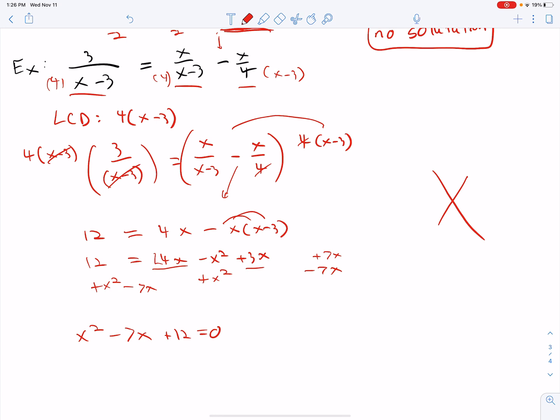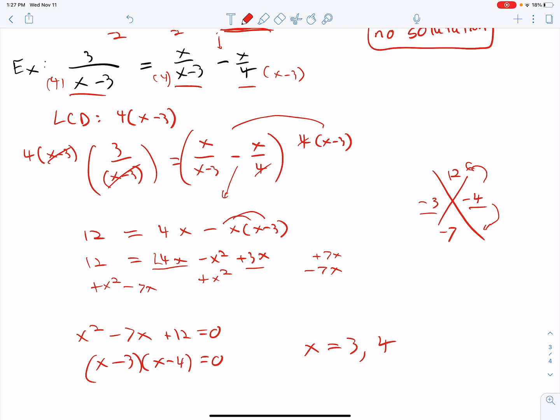So let's use our x. That's 12 over negative 7. So I see a, let's see, what are those factors? Negative 3 and negative 4, right? Negative 3 times negative 4 is 12. When you add them together, you get negative 7. So we get x minus 3, x minus 4 equal to 0. So when we solve that, we end up with x equals 3 and 4.